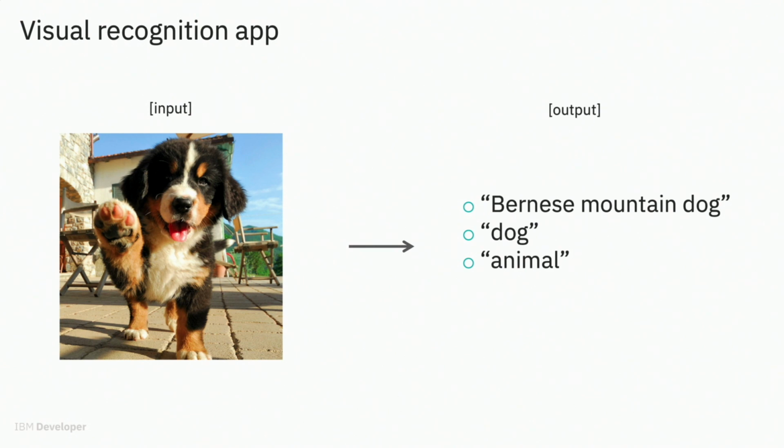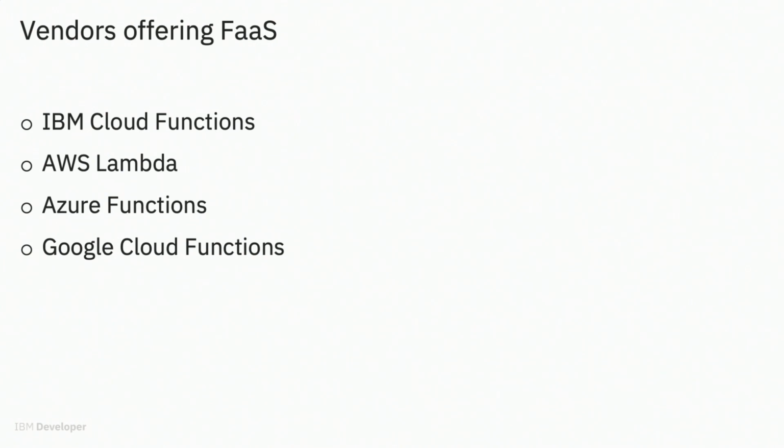And what you're getting back is, once again, this idea of input versus output. So here's this input of an image, we send it to a visual recognition service, and it's telling us, okay, this is a specific type of dog, more generally dog, animal. That's just a simple example, but I wanted to show some things to get your ideas flowing.